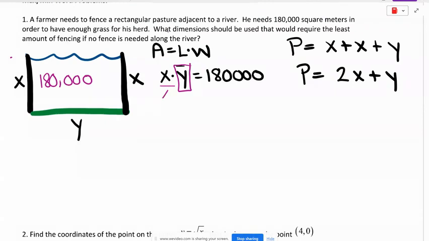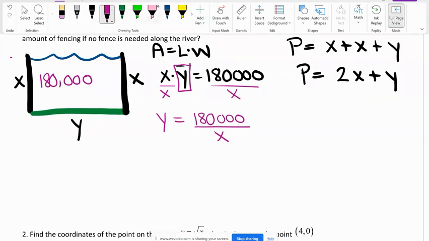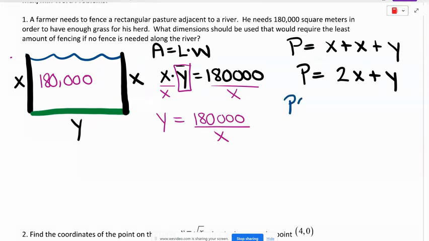When we solve for y, we're going to divide by x on both sides. So now y is equal to 180,000 divided by x. Somebody who's not Nico, tell me, what do I do with that 180,000 over x? Erin. In which equation? Perimeter. So now what we're going to do is talk about the perimeter in terms of x. So instead of P, I'm now going to call this P of x. Perimeter in terms of x. Our 2x stays the same, but now where I see y, what am I going to plug in instead? 180,000 over x.